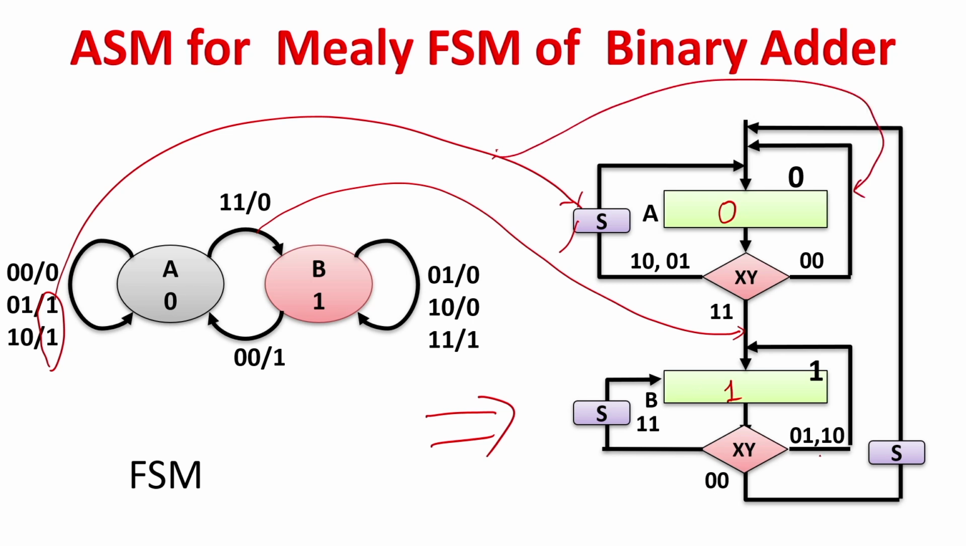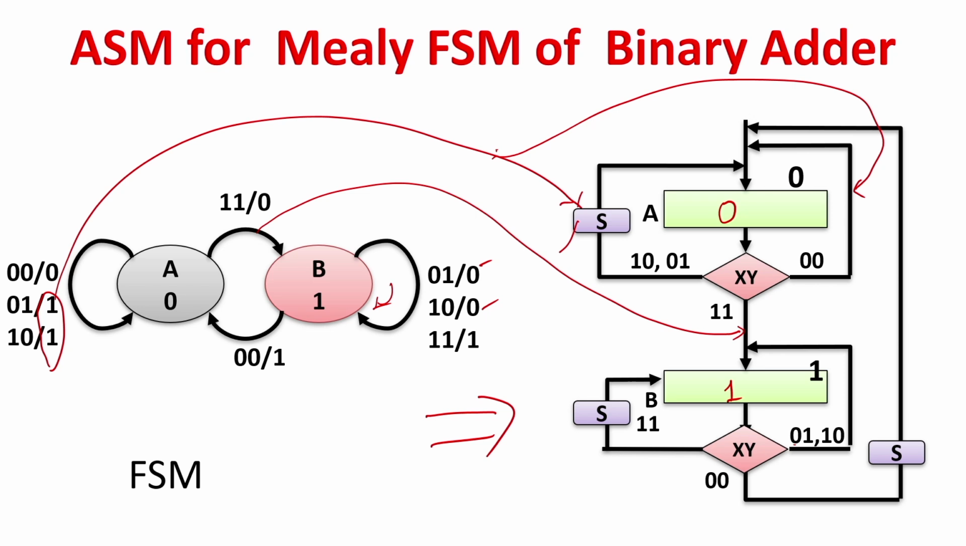Based on the values, if it is 0 0 or 0 1, it goes to the same state, but the sum is 0. So, this is the behavior of the binary adder. This is the ASM diagram, and similarly you can draw the corresponding ASM diagrams.